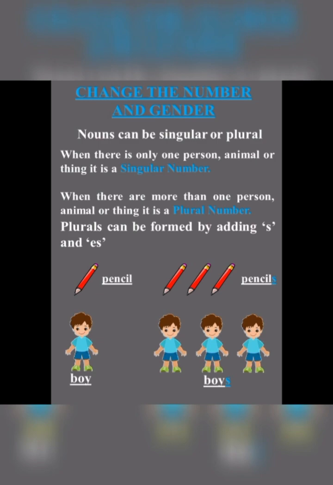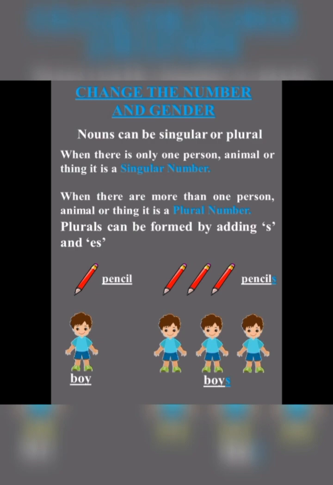To show that there are more than one things, we often add s or es. We add s to words like bell, chair, book, and tree. We add es to some naming words. How to form plurals?